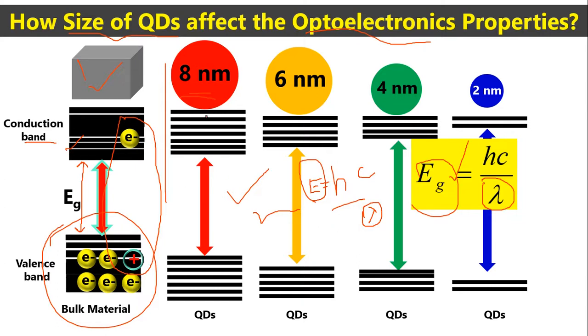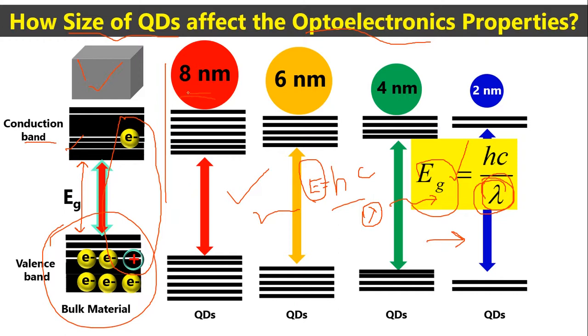This is how, when we decrease the size, we increase the band gap, and when we increase the band gap, we shorten the wavelength. When we shorten the wavelength, we know from electromagnetic radiation that we need high energy photons. Shorter wavelength contains high energy photons, right? Because the frequency and wavelength are inversely proportional. So when the wavelength is increasing, we get lower energy photons, and when the wavelength is shorter, we get high energy photons, right?